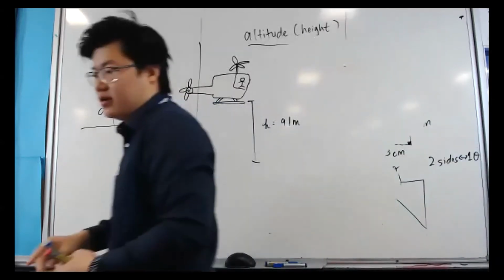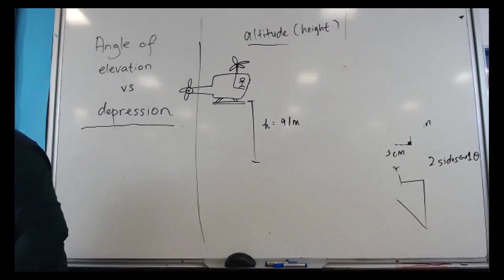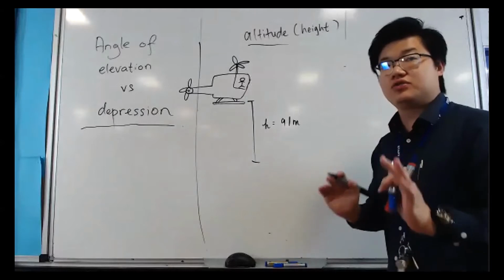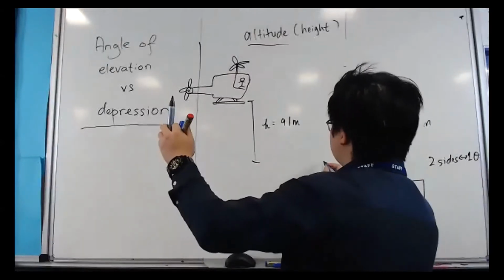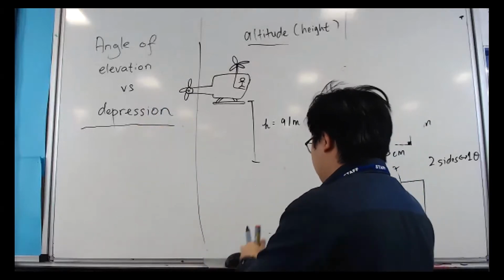And the question says it sights the middle of the landing pad at an angle of depression of 16 degrees. So let's draw, pause right there. That's a landing pad. Let's say, for example, the landing pad is somewhere around there.